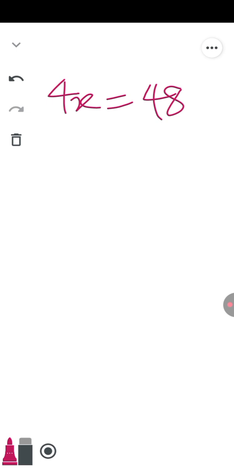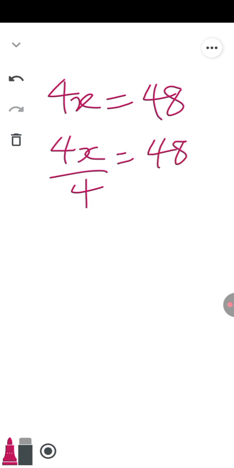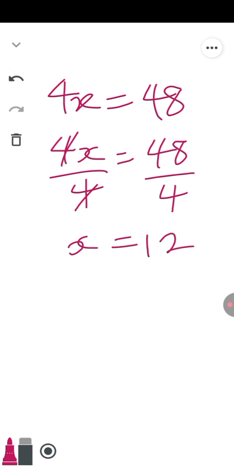So to get rid of my 4, I will divide 4 out, right? That's 4x over 4. Is that okay now? But meanwhile, I have to do it for both sides, the left hand side and the right hand side. I can't do it for just one part. So I'm left with x now, good. It's equal to 48 divided by 4, that's 12. Do you understand? Good. So it's simple. Are you getting that now?